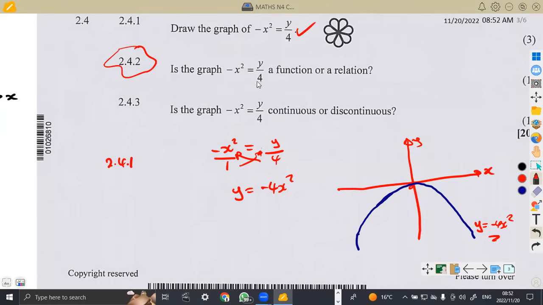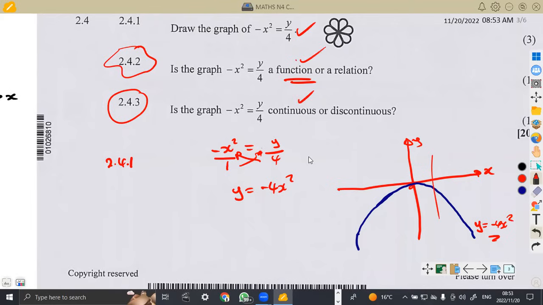Okay, so from this, is this graph a function or a relation? This is a function, guys. As you can see, it's 1:1. So it's a function. And is this graph continuous or discontinuous? This is a continuous function. As you can see, it's a continuous function.